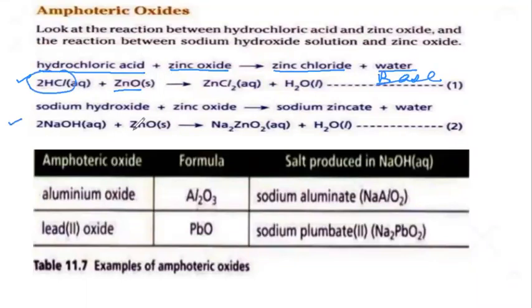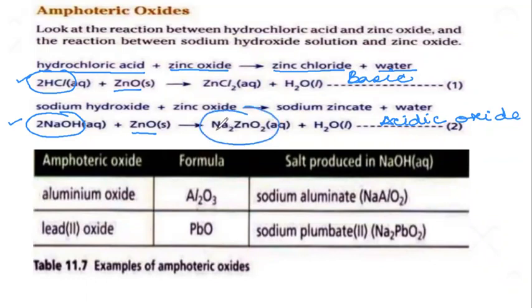Now let's see the second scenario. Here the zinc oxide is reacting with an alkali, so it reacts like an acidic oxide. In the first one it was acting like a basic oxide because it was reacting with an acid. In the second scenario it is reacting with an alkali, so it is reacting like an acidic oxide. Here it gives you the salt, known as sodium zincate, and water.